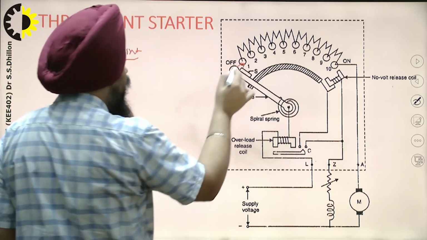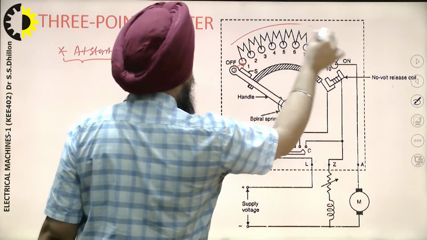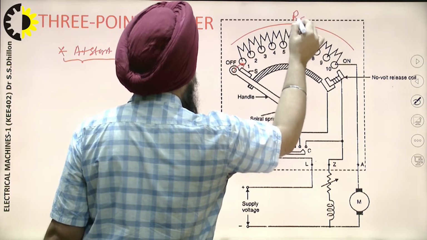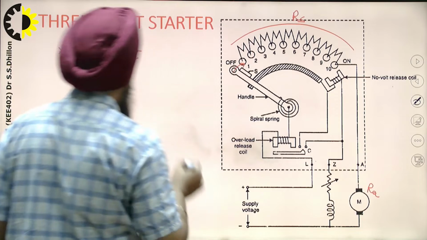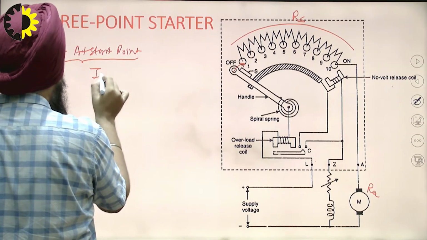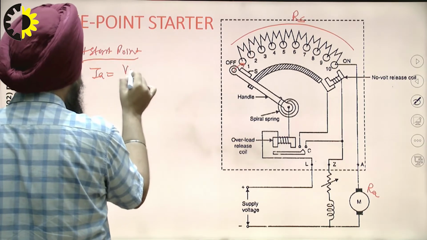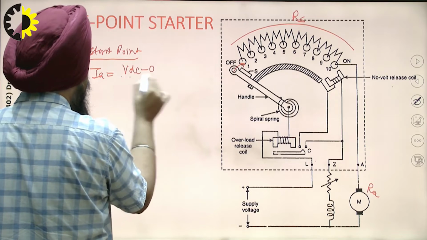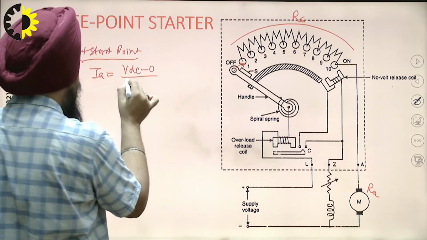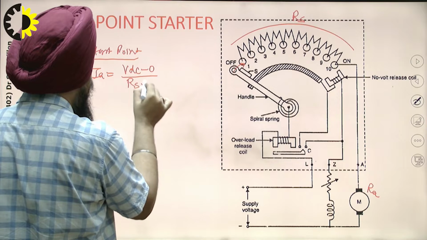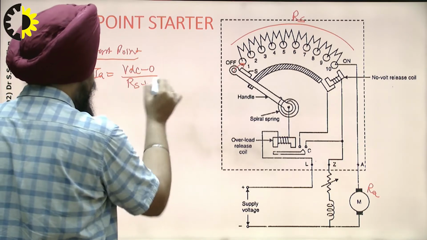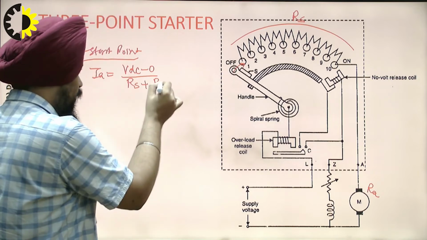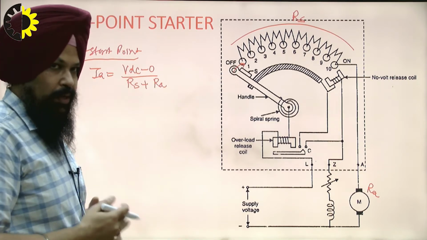Then what will happen, this whole resistance of the starter is going to be added into the armature circuit having the resistance Ra. You can see over here, Ia is controlled in this manner, VDC minus 0, there is no back EMF at starting, divided by the starter resistance plus Ra, the armature resistance. As I already discussed in detail in the previous slide.